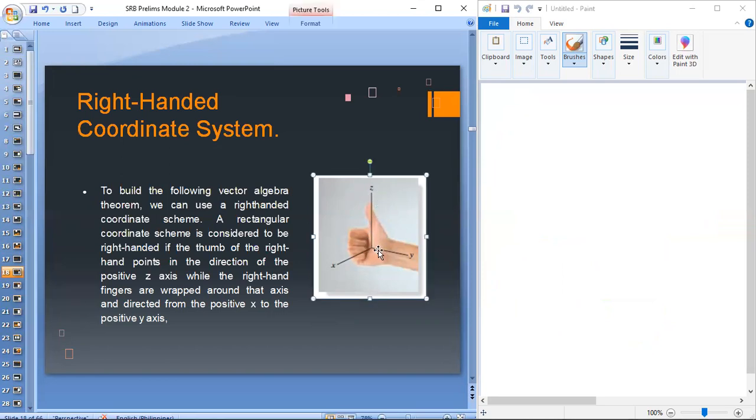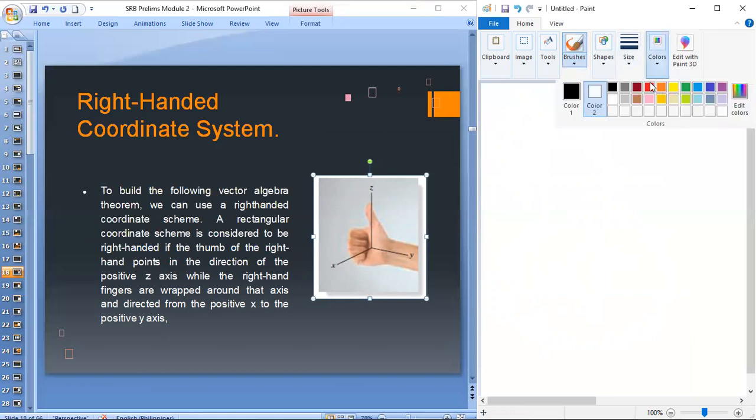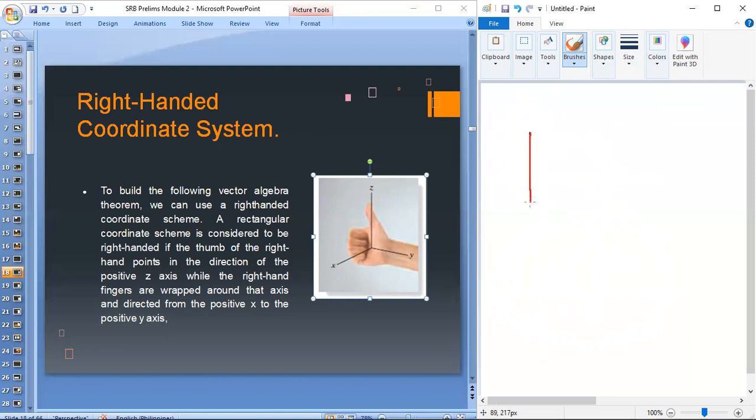Then your y is pointing toward you, positive din yan, and then your x papunta sa harap ng palm mo, positive yan kasi di ba sa y-axis natin, y mo, yung x mo positive yan. So parang pinahiga mo lang siya pag ganito. This is your x, this is your y.